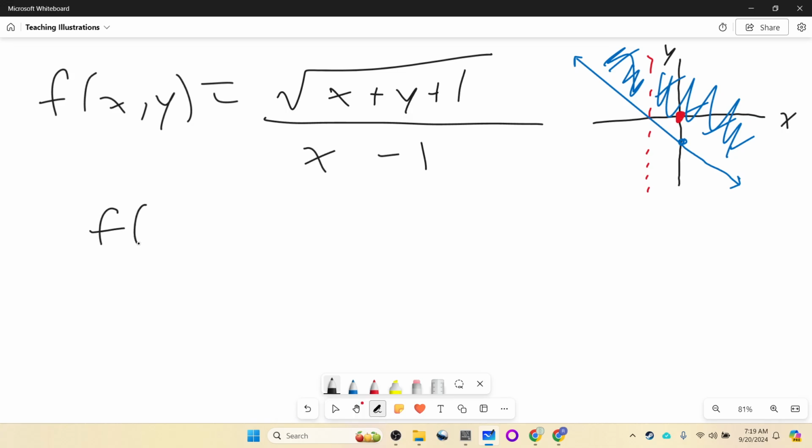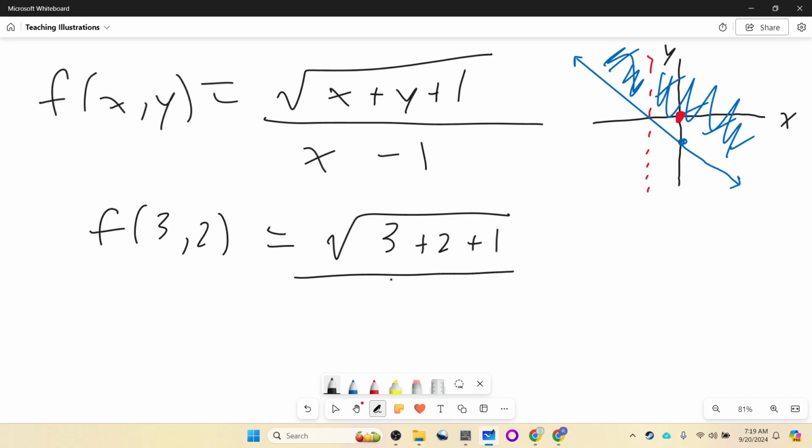It's also said find f of 3, 2. So let's plug in 3 for x and 2 for y. So that would be square root of 3 plus 2 plus 1 over 3 minus 1 is square root of 6 over 2. That's it.